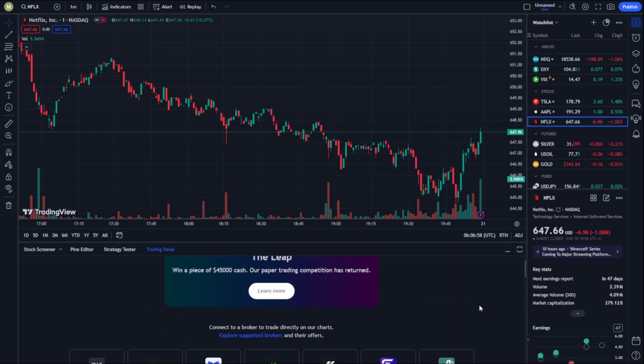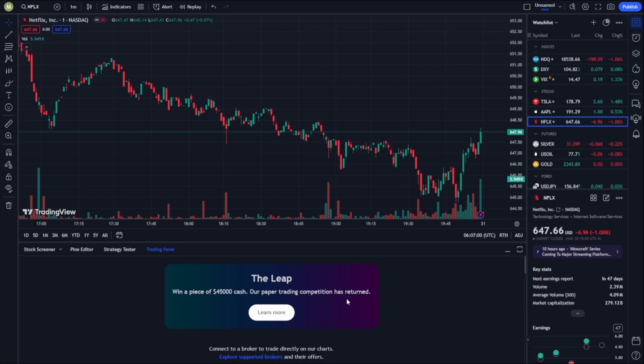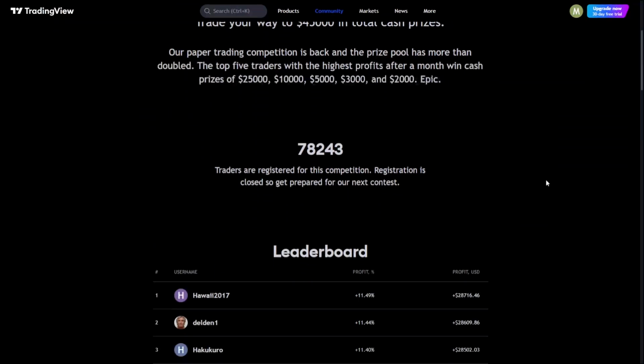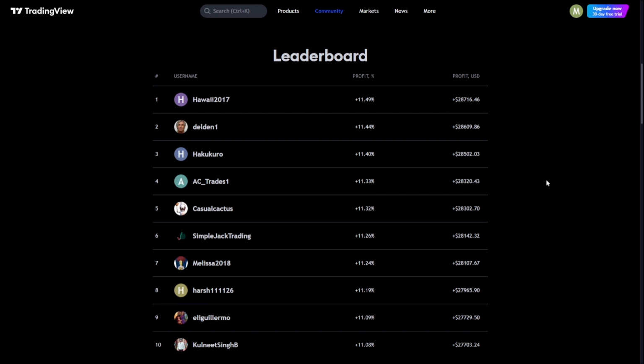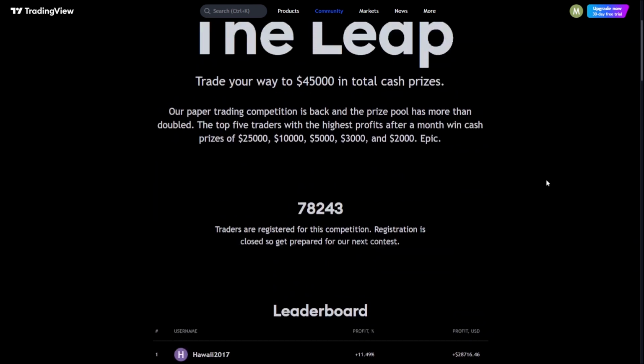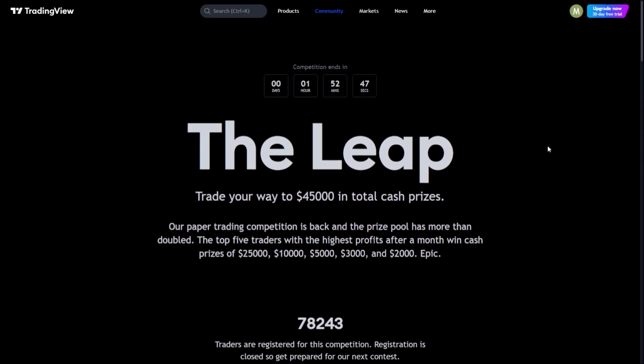TradingView also offers a paper trading competition called The Leap, where you can compete with other traders for real cash prizes. This provides an additional incentive to hone your trading skills and test your strategies in a simulated environment.